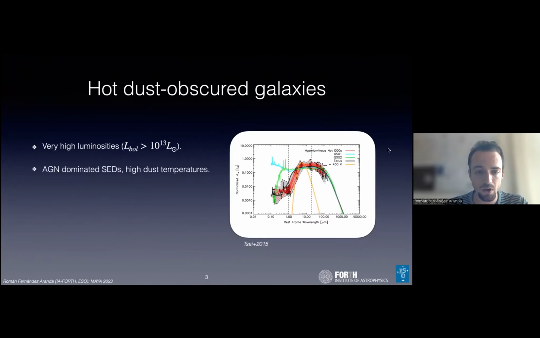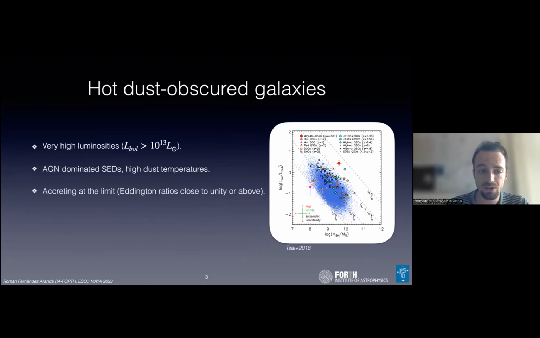They also are powered by AGN. So we look at the SEDs. Here on the right you can see some templates of different types of quasars and an AGN with a hot dust component. And that's what most of the hyperluminous hot DOGs look like: completely AGN-dominated SEDs.